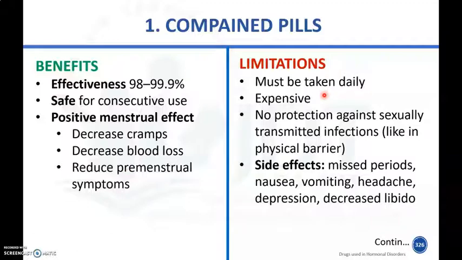But there are some limitations. It must be taken daily, should not be missed, and these are expensive, and it will not give protection against sexually transmitted infections, which is given by physical barriers like condoms. And it has some side effects like missed periods, nausea, vomiting, headache, depression, and decreased libido. So these are the limitations of the combined pill.